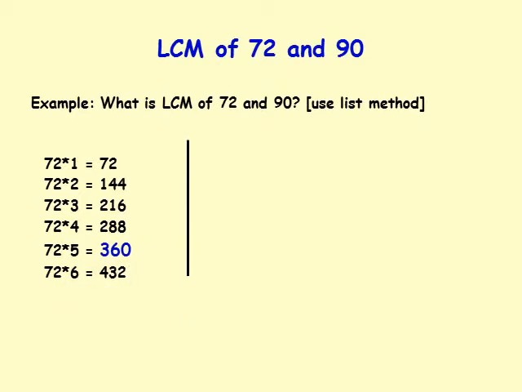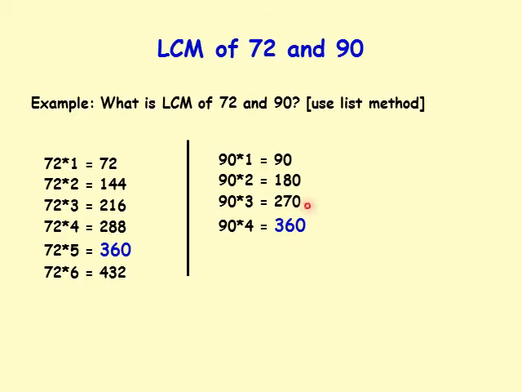Okay. Let's do a few multiples of 90 and see if there's any match. Okay. 90 times 1 is 90, 90 times 2 is 180, 90 times 3 is 270, 90 times 4 is 360. At this time there's a match. 360 is a multiple of 90 and 360 is a multiple of 72, and this is the first or least multiple we found so far. Okay, so this is our answer.